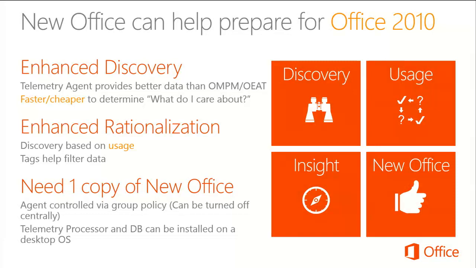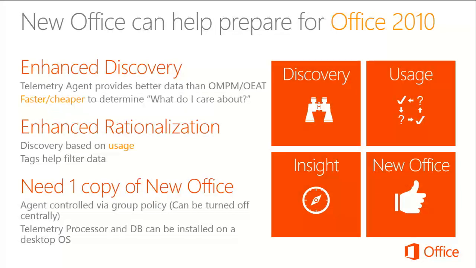So let's say you're not ready to go to Office 2013 or Office 365 ProPlus. You say, well, I'm not there yet, I'm going to go to Office 2010, which is fine. The good news is telemetry is a lot better and more efficient than other tools we have, like OMPM or OEAT, to help you determine what's really important. Even if you're going to Office 2010 or Office 2007, you can use telemetry to get that usage data. That's the biggest part of discovery, figuring out what's really being used.